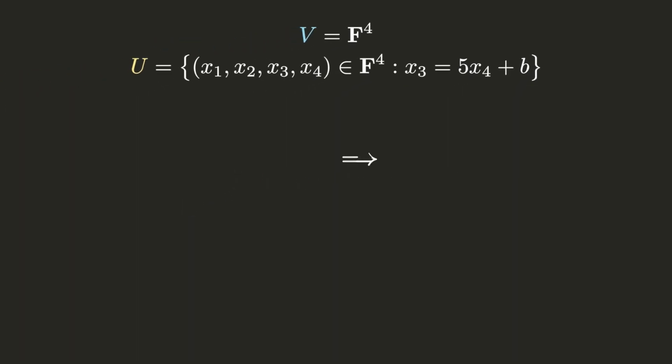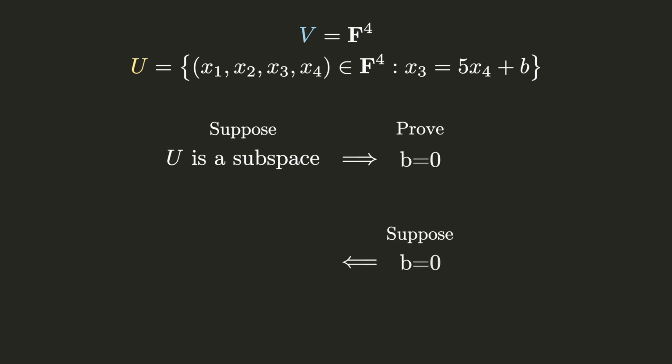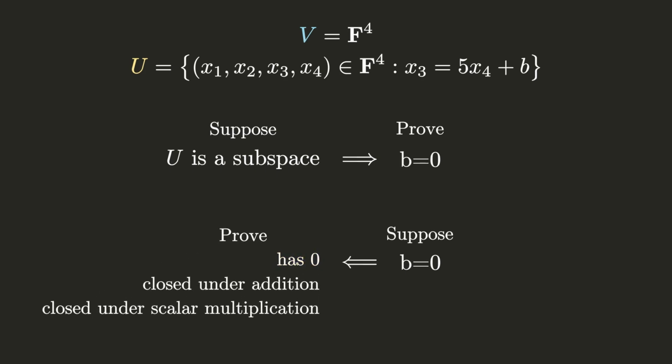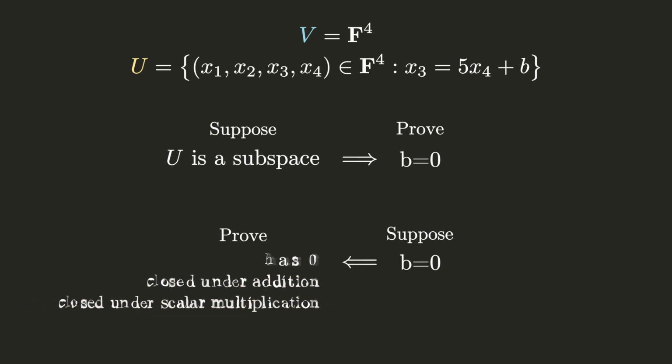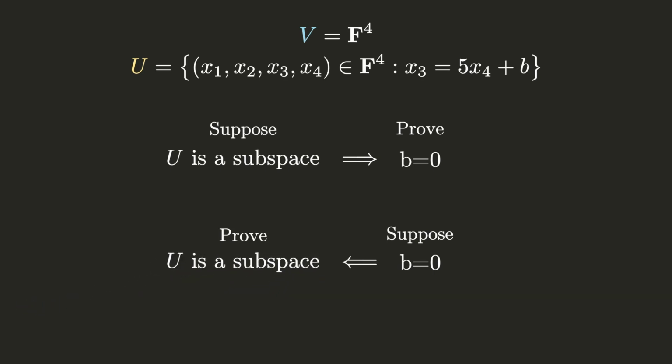To prove it, we need to first suppose U is a subspace, and then prove B equals 0, and then prove the other direction by setting B to 0, and then prove U is a subspace. So we need to show it has 0, it's closed under addition, and closed under scalar multiplication. Once we've shown all of those, we will have proven U is a subspace. I'll leave the actual proof as an exercise. Now let's look at another one.